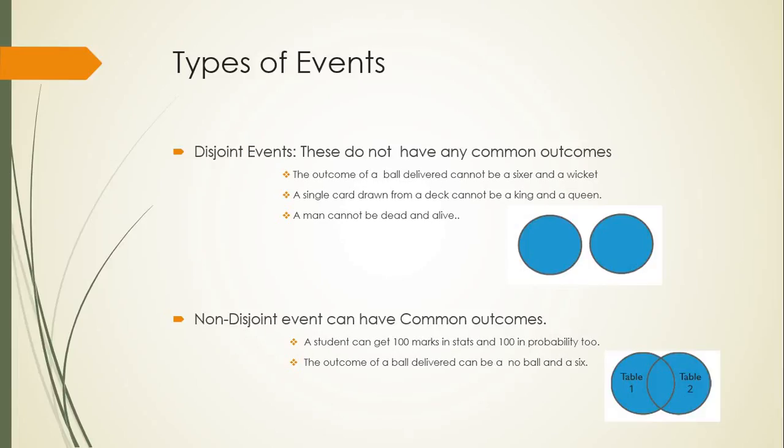A student can get 100 marks in statistics as well as in probability. The outcome of a ball delivered can be a no ball and a six.